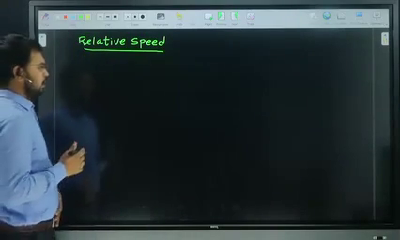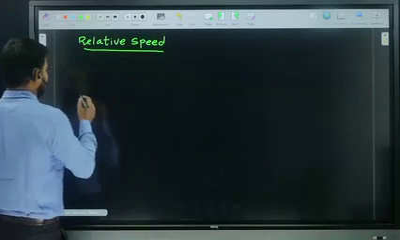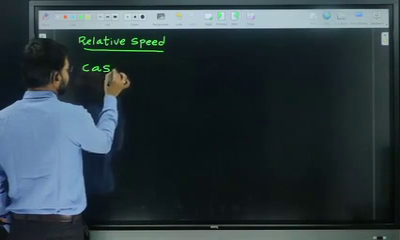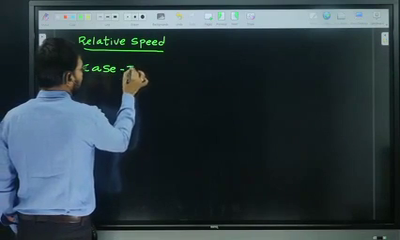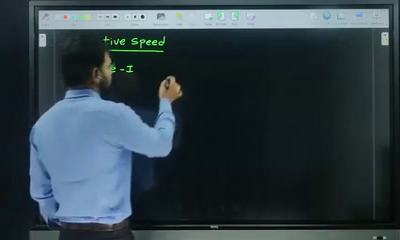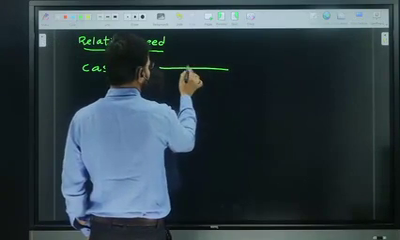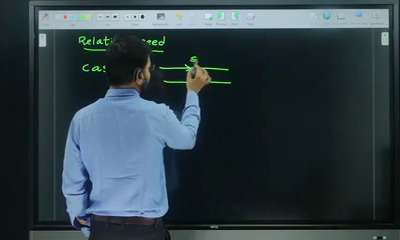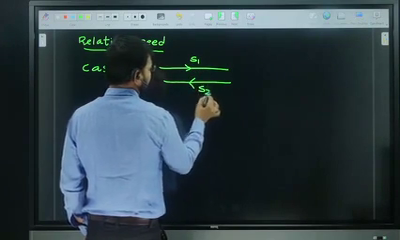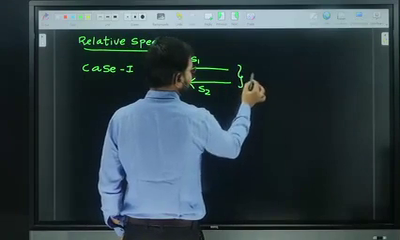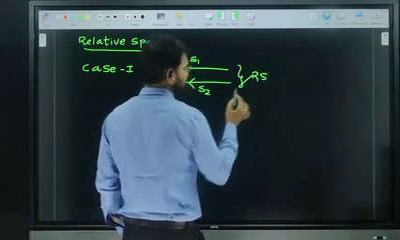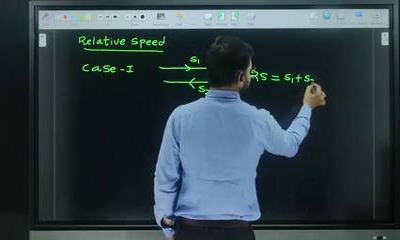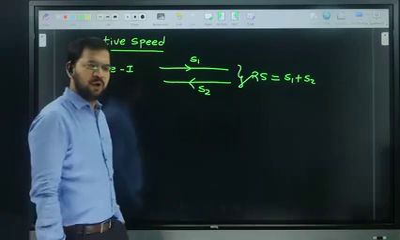In that case, two cases are there. Case one: if those two objects are traveling in the opposite direction, the relative speed of them is equal to the sum of their speeds. Please remember, this is a very important point.